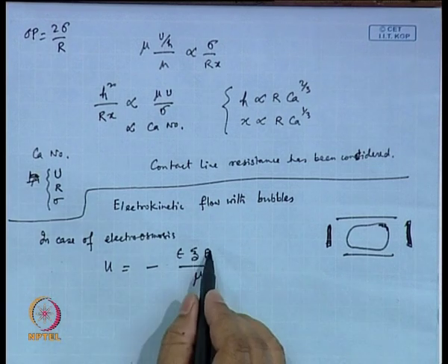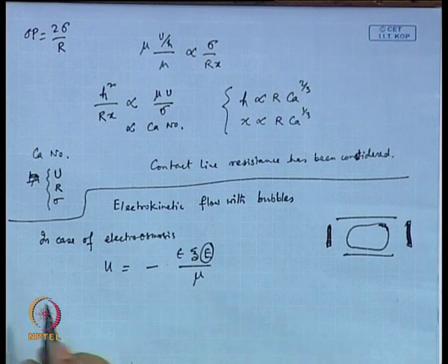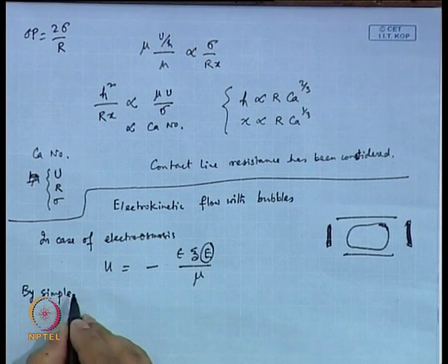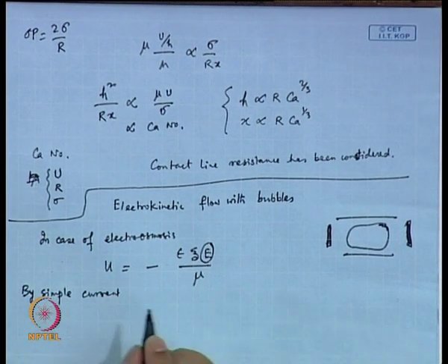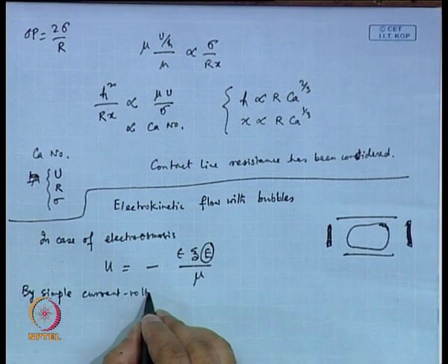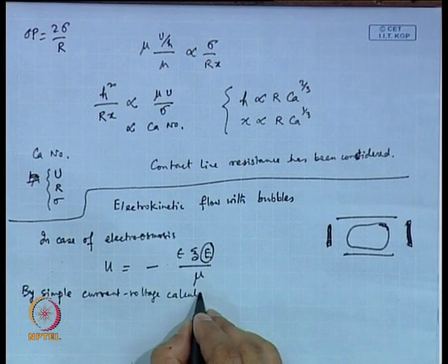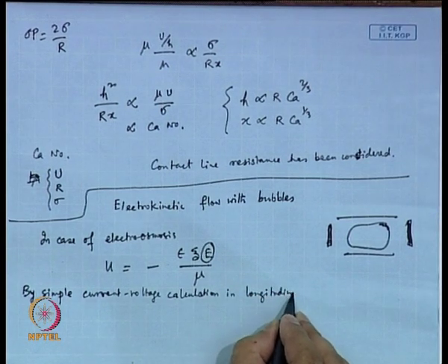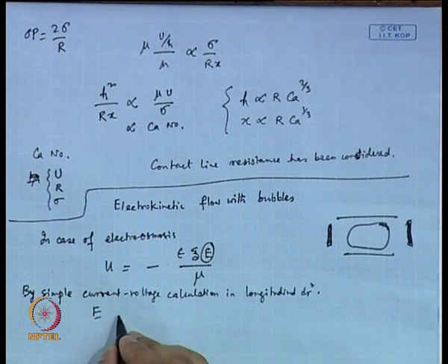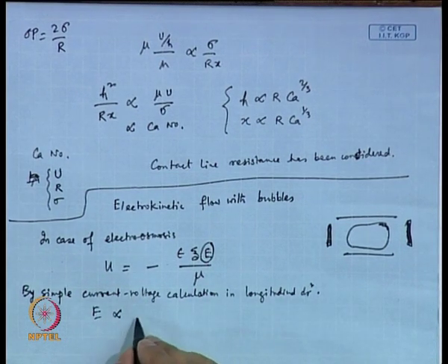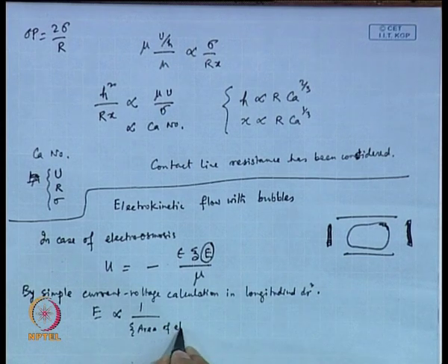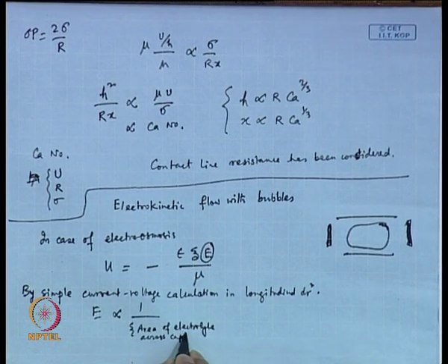Now, if I look at this term E, by a simple current voltage calculation in the longitudinal direction, E is inversely proportional to the area of electrolyte across the capillary.